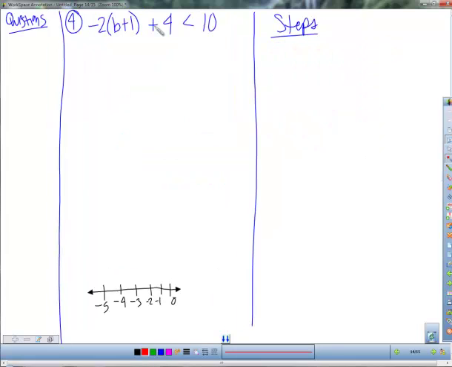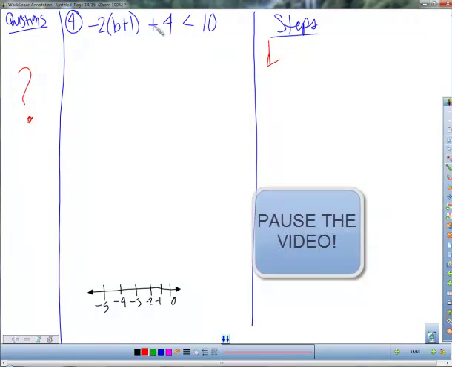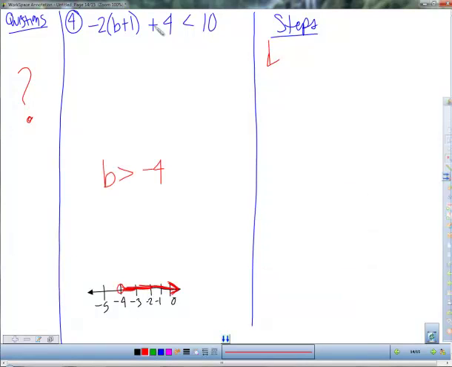Alright, I want you to do number 4 on your own. Again, questions for me, go right over here, write out your steps, pause the video so that you can work on that. Okay, you should have gotten b is greater than negative 4. You should have your steps written out over here to the right, and you should have graphed this on the number line with an open circle at negative 4 and shading everything to the right.